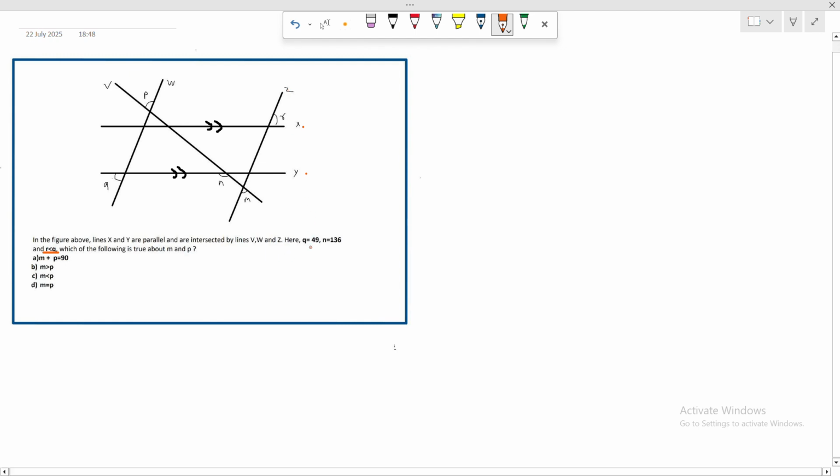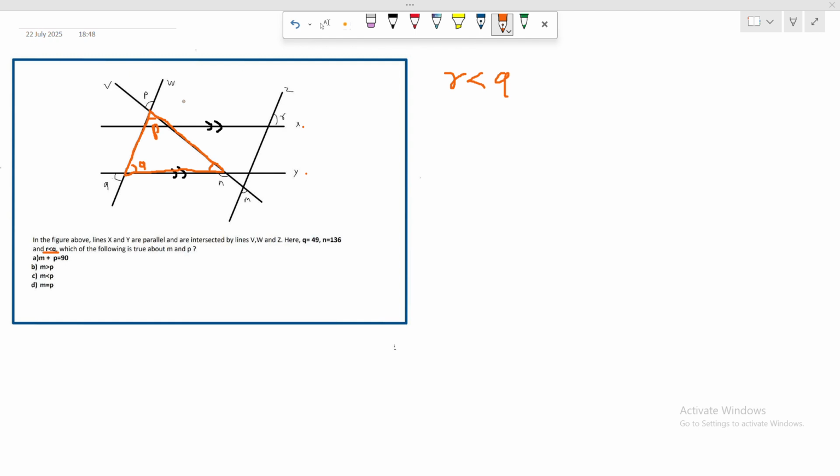Here is the value of q and n, and there is a condition. The condition is r is less than q, right? And which of the following is true about m and p? Where is m and where is p? This is p and this is m. So let's do this in this triangle, because we have things here, we can do something.